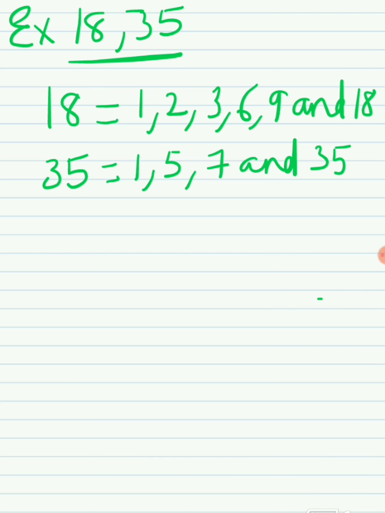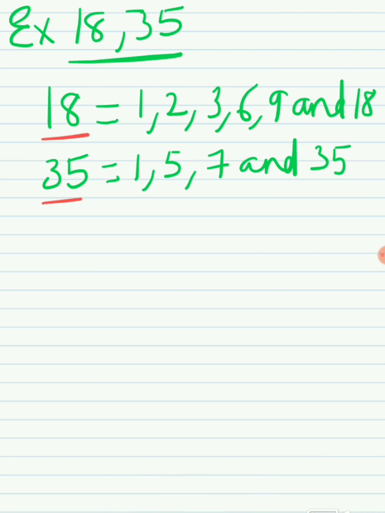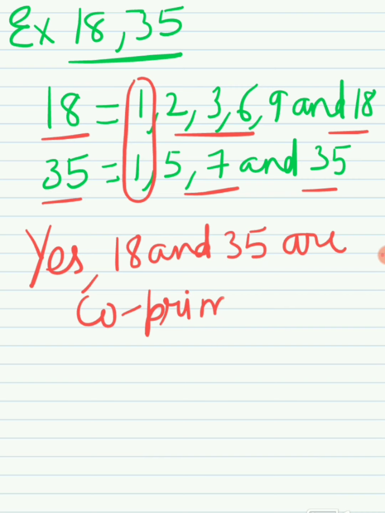After that, we have to see whether the numbers are co-prime or not. So we have to see which factors are common here. You can see 1 is common and there is no other factor which is common. So whenever only 1 is common, we can say yes, 18 and 35 are co-prime numbers. So it's very easy.